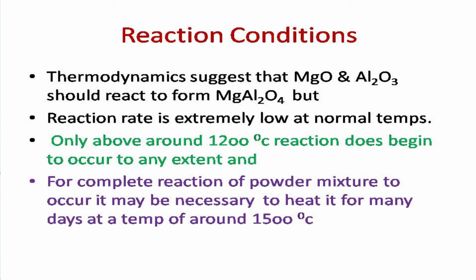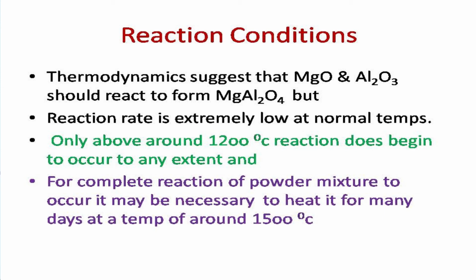Then moving on to what are the reaction conditions for the magnesium and aluminum to react. What does thermodynamics suggest? From the free energy consideration, magnesium oxide and aluminum oxide should react together to form magnesium aluminate. The feasibility of the reaction is proved using the free energy. The reaction rate of this reaction is extremely low at normal temperature. Only above 1200 degrees centigrade does the reaction begin to occur to an extent.